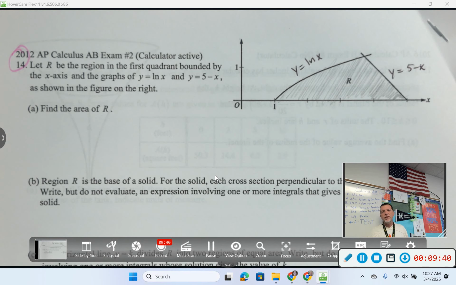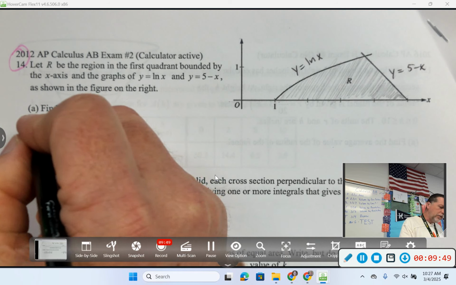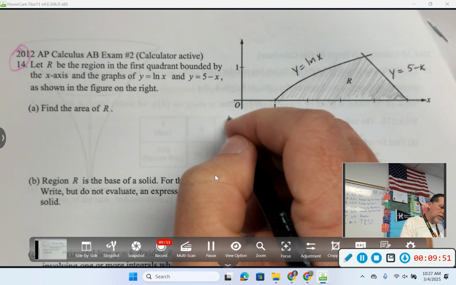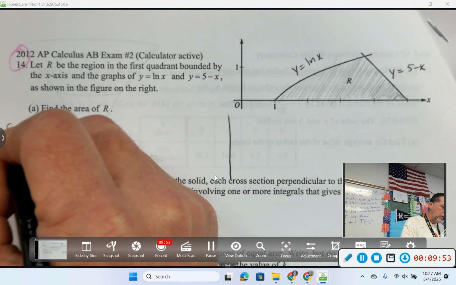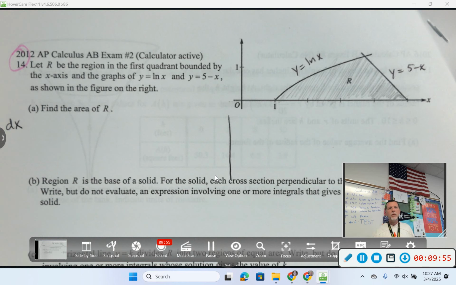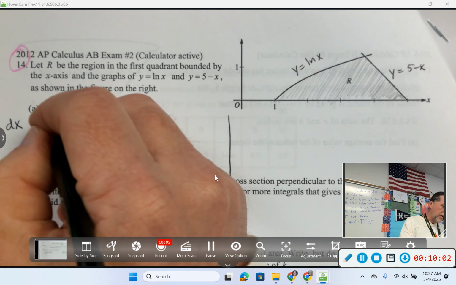Do you want to do this as a dy problem or a dx problem? Okay, I'm okay with dx. What do we need to be careful about if we do this as a dx problem? By the way, we're going to do both ways, but if you want to do it as a dx problem, what am I going to have to be careful about? Okay, top and bottom, that's fair.